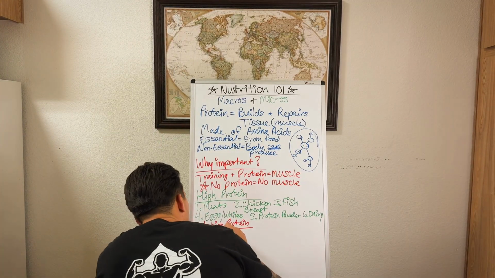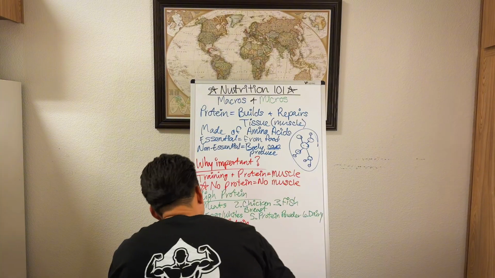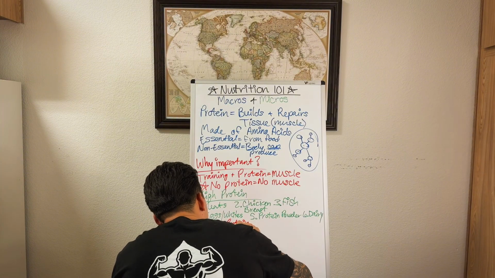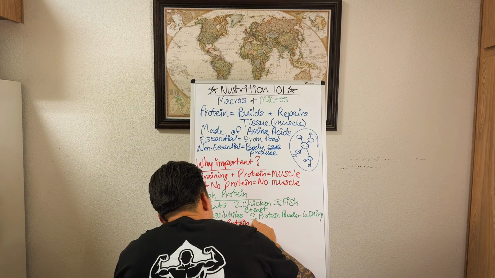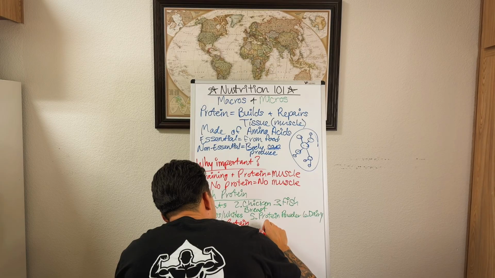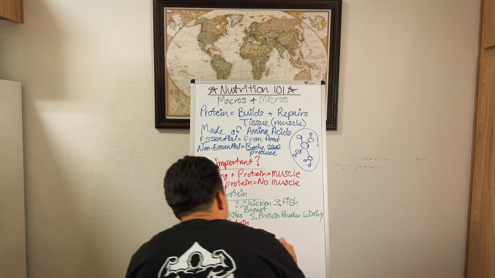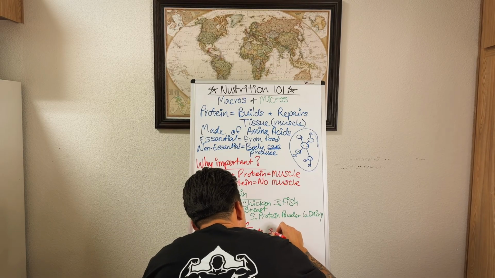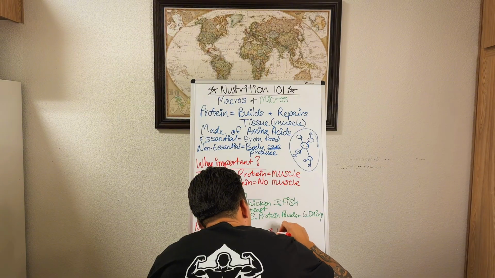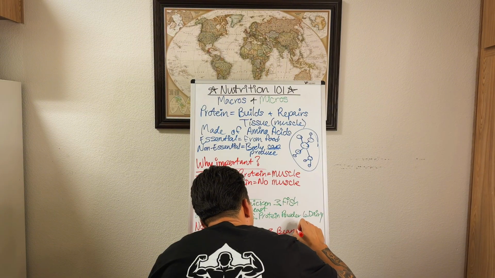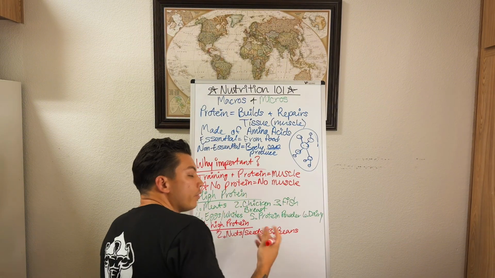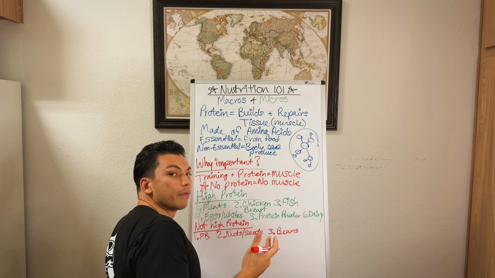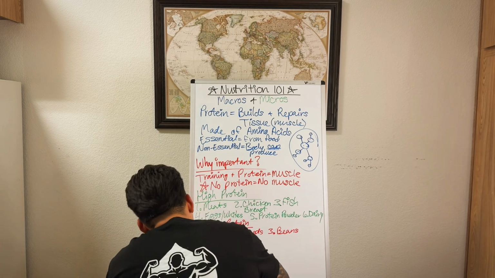Now to continue on with the high source of fat, I'm gonna write nuts and seeds. Do they have protein in them? Absolutely. But they have more fat, so they're a good source of fat, not a good source of protein. Number 3, I'm gonna write beans, okay? Do they have protein in them? Absolutely, but they have more carbs in them, so they're a good source of carbs.